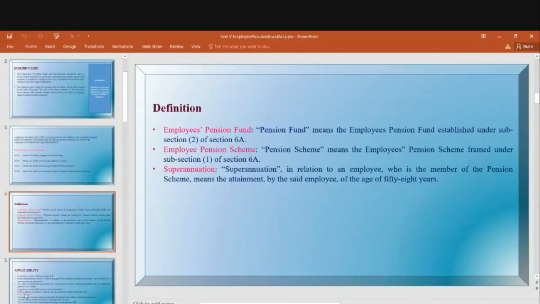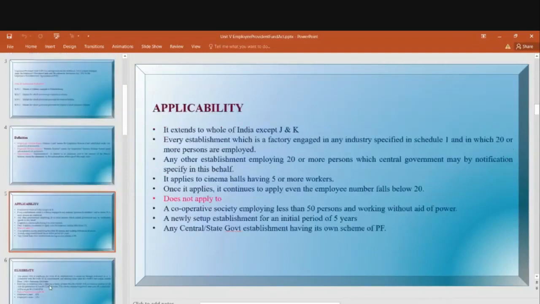The next thing we will see is the applicability. This act extends to the whole of India except Jammu and Kashmir. So except Jammu and Kashmir, it is applicable throughout India.